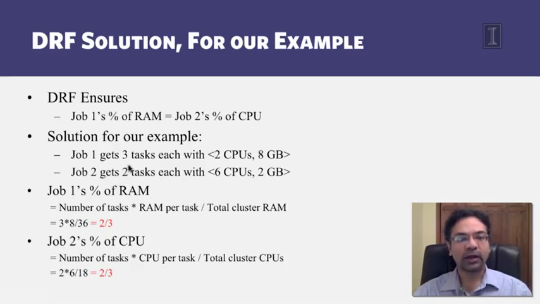Right? So job 1 gets 3 times 2, 6 CPUs, job 2 gets 2 times 6, 12 CPUs, so that's a total of 18 CPUs. You do have 18 CPUs in the system. The RAM given to job 1 is 3 times 8, 24. Job 2 gets 2 times 2, 4, so that's 28 gigabytes, which is less than the 36 gigabytes you have. So you're using less than the total amount of memory in your system, but that's fine because it's the price you pay for fairness in your system.